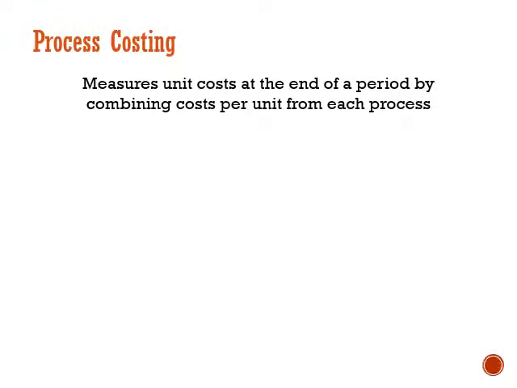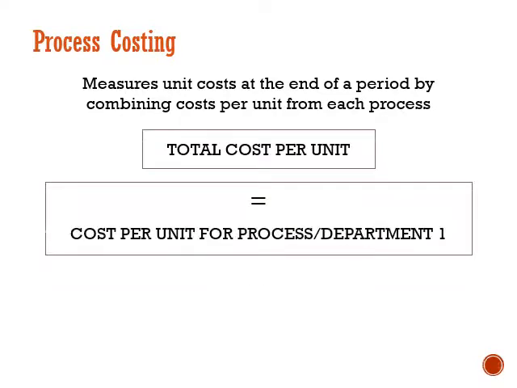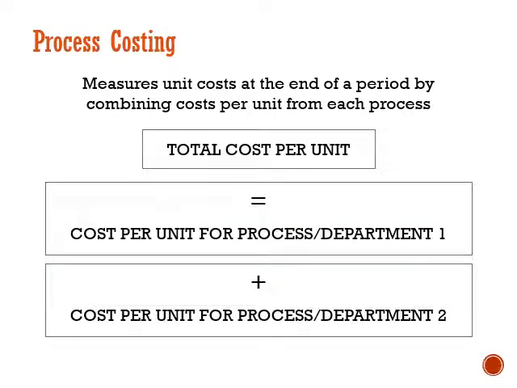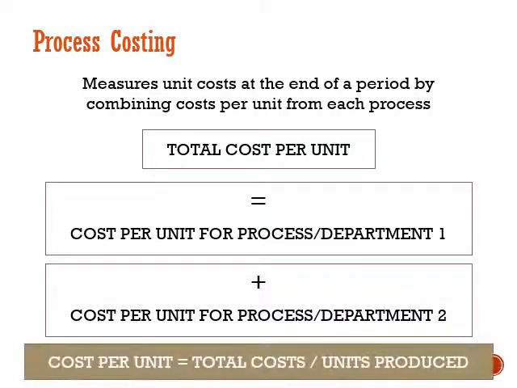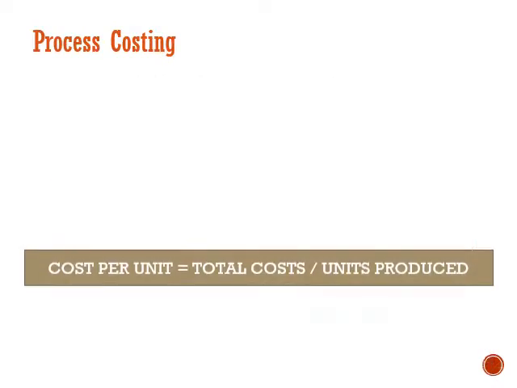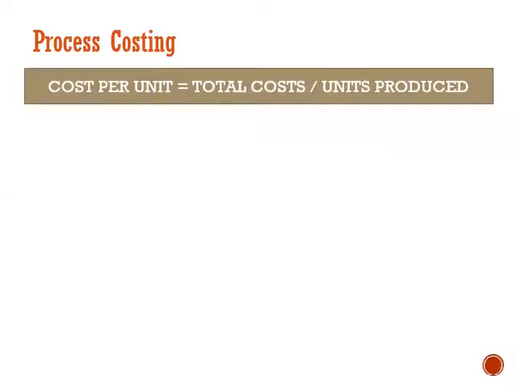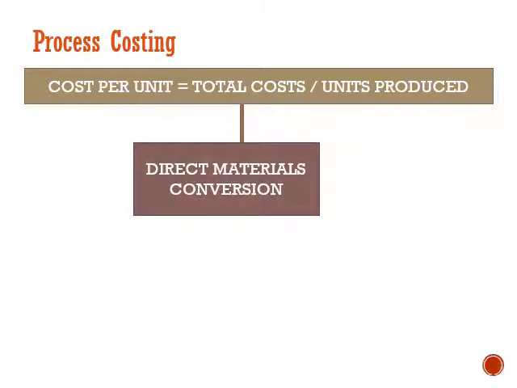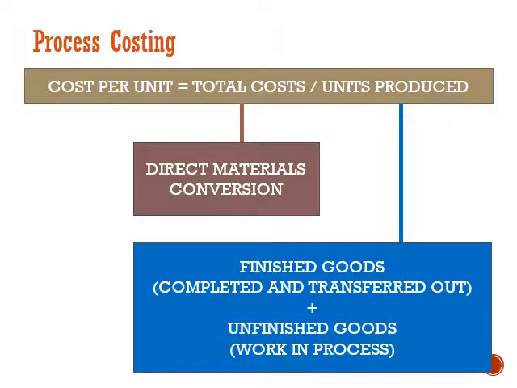Since we need to combine costs per unit for each process or each department, to get to the total cost per unit of goods, we need to determine how much is the per unit cost per each process or department. And we know that cost per unit is simply given by total cost in each process divided by the number of units produced. We also know that total cost of production involves costs for direct materials and costs for conversion. And we also know that units produced for a period can include unfinished goods or work in process units.